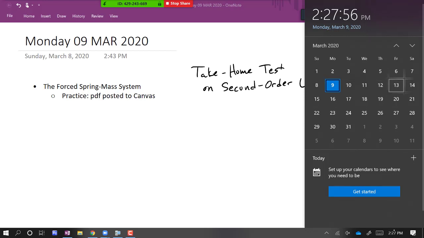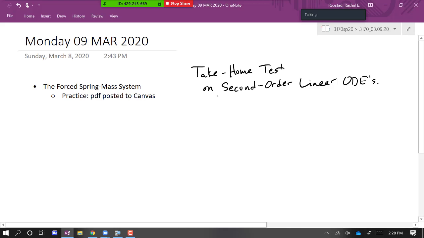I was thinking by the end of the week I might have it posted to Canvas, so the 13th. That's my goal, and certainly by the 16th. My goal is to have it up online by the 13th. So right now I'll just put a tentative due date to give folks a chance to look at what's going on in their other classes, but I'll plan on a due date of the 25th, which is a Wednesday.